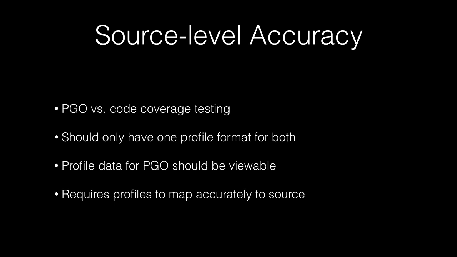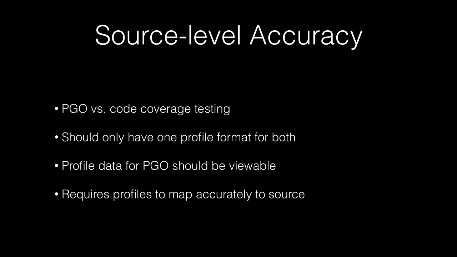The last one is the source level accuracy. And the issue here is we want to be able to use the same profile for code coverage. It would be unfortunate if we had to have 2 completely separate styles of instrumentation, one to be used for code coverage and another for PGO. And so what that means is that code coverage needs to accurately report back to the developer at the source level what code was executed. And so if we're going to use the same format for PGO as we do for code coverage, then our PGO instrumentation also has to be able to map back accurately to the source. So those are the design goals.